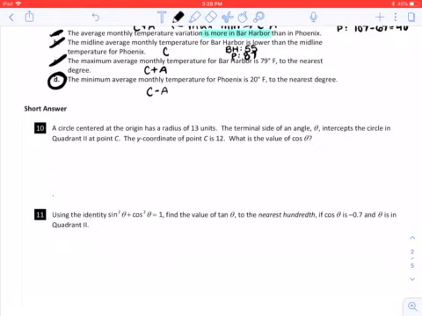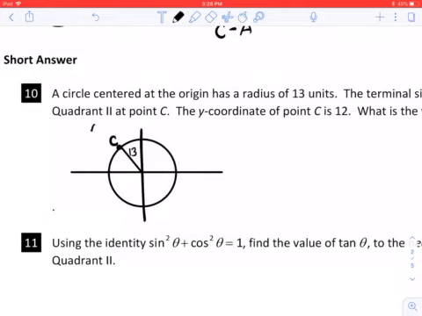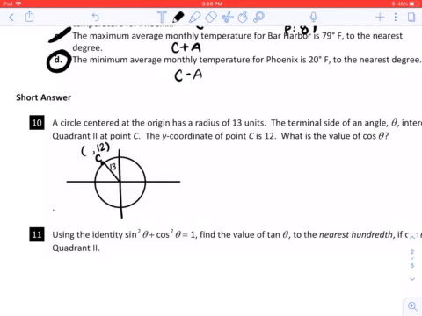Number 10. A circle centered at the origin has a radius of 13 units. So I'm going to start by drawing that. So we just have a circle, and it has a radius of 13. The terminal side of the angle intercepts the circle in quadrant 2, which is where I drew it, at point C. So this point is called C. The y-coordinate of point C is 12. So this is the point something, comma, 12. What is the value of cosine?